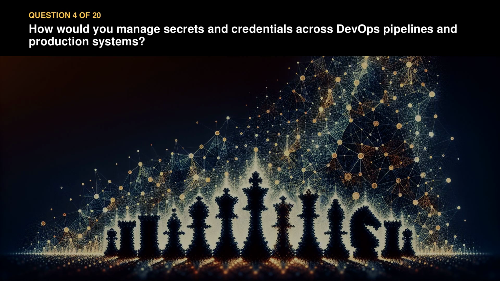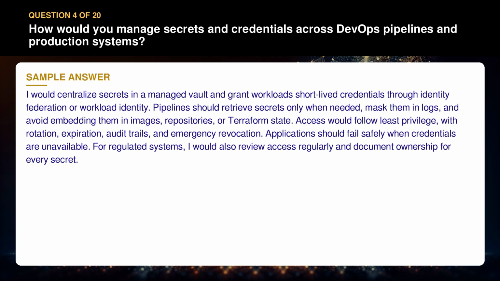Question 4. How would you manage secrets and credentials across DevOps pipelines and production systems? I would centralize secrets in a managed vault and grant workloads short-lived credentials through identity federation or workload identity. Pipelines should retrieve secrets only when needed, mask them in logs, and avoid embedding them in images, repositories, or Terraform state. Access would follow least privilege, with rotation, expiration, audit trails, and emergency revocation.